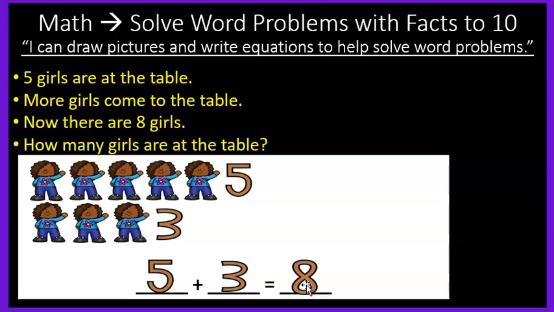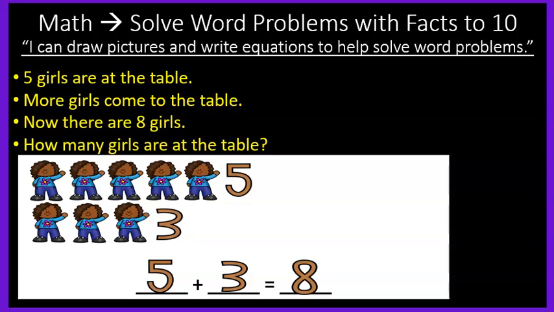Okay? So the question is, how many girls are at the table? That's the question that we answered, okay? We found out 3 more girls came. Altogether now, there are 8 girls. So when we count it, it should be 8. Count with me. 1, 2, 3, 4, 5, 6, 7, 8. And that's the answer here that we got.